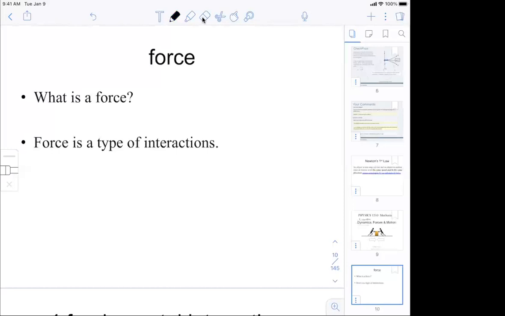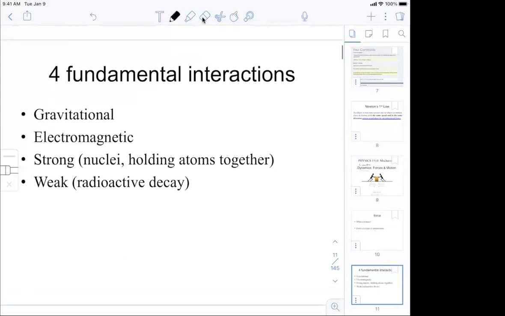But to be a little bit more exact, force can be described as a type of interaction. There are 4 fundamental types of interactions in nature, and all the interactions we have in our daily lives or in the universe can be described as one of the 4 fundamental interactions. So you can say there are 4 types of forces. Force is simply an interaction. If people ask you this question again, you can just tell them force is a type of interaction.